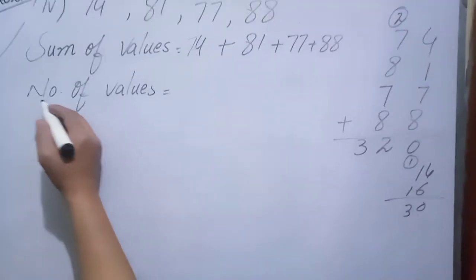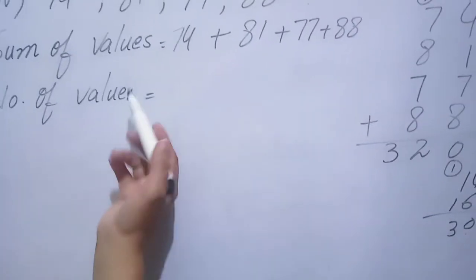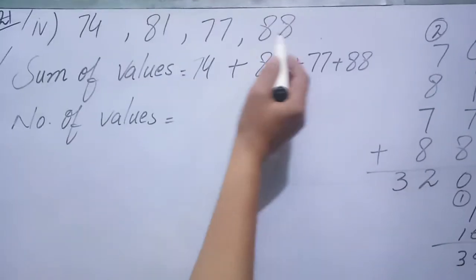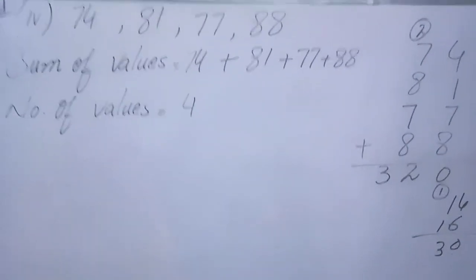Now second thing is number of values. Here the number of values are 1, 2, 3, 4. So the number of values is 4.